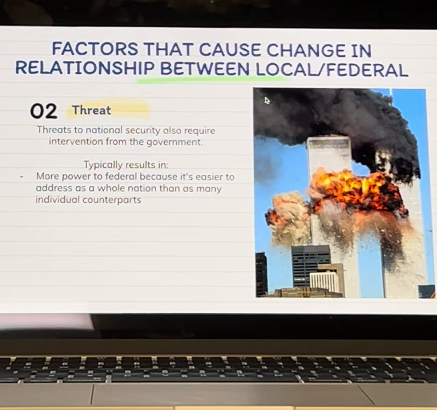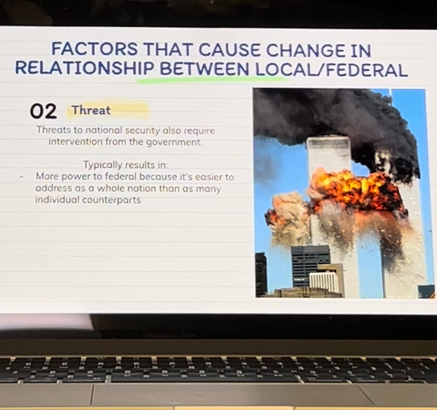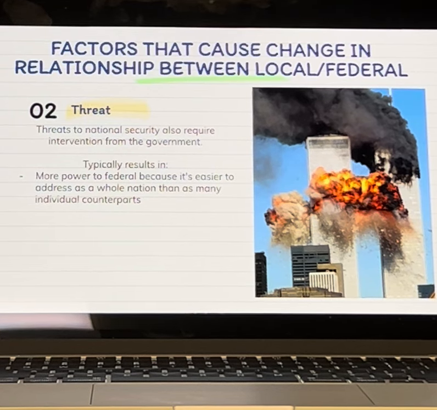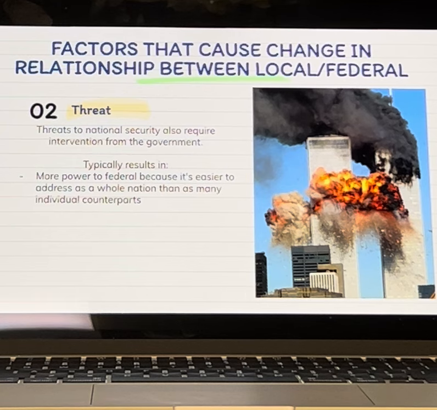So threats to national security require intervention from the government, and this doesn't really result in the local governments getting more power, but it does result in the federal government getting more power because it makes it easier to address the threat on a united front, and the federal government, by nature, has more power. And you might be wondering, well, that doesn't make any sense, but it does.